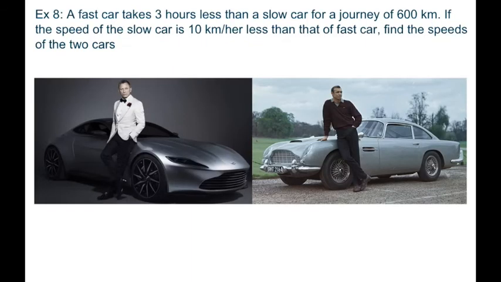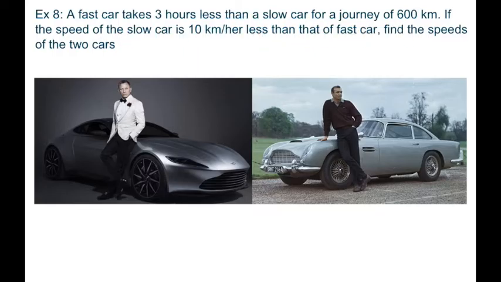Okay, next problem is: a fast car takes 3 hours less than a slow car for a journey of 600 km. If the speed of the slow car is 10 km per hour less than that of the fast car, find the speeds of the two cars.